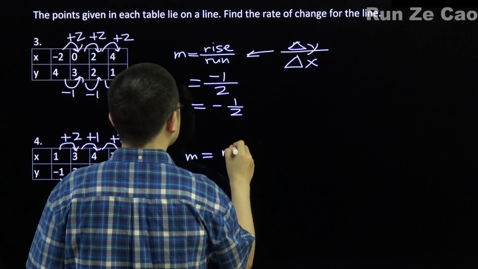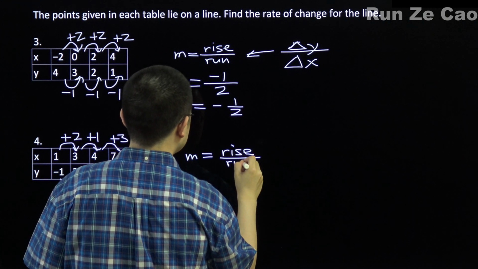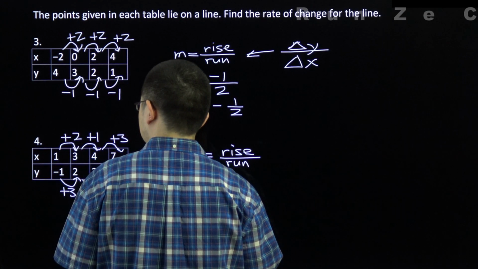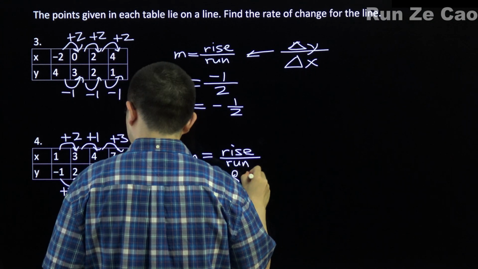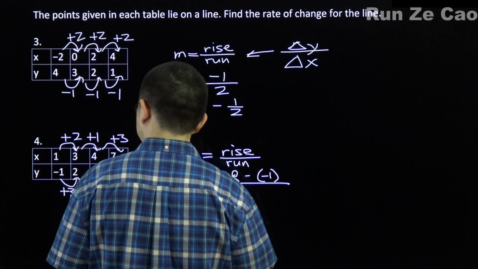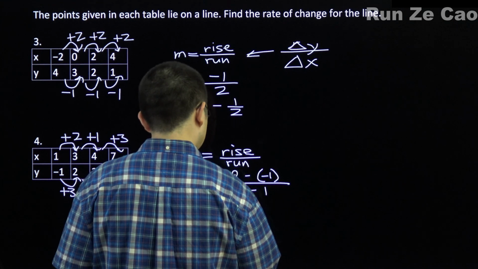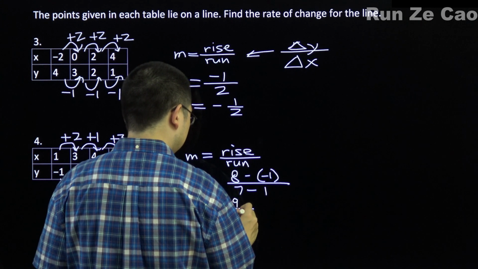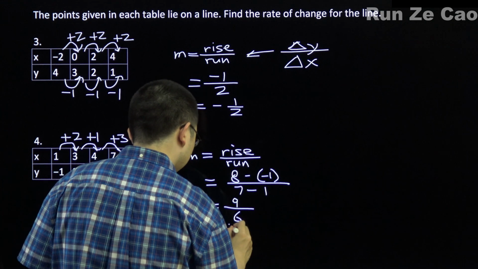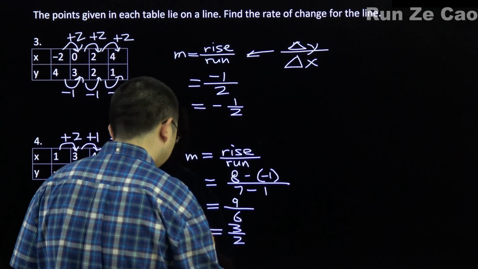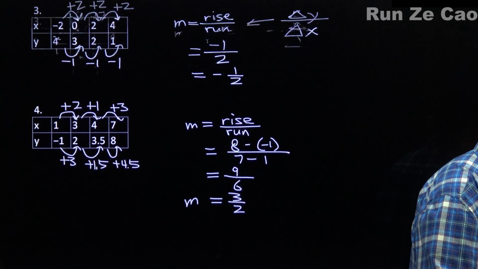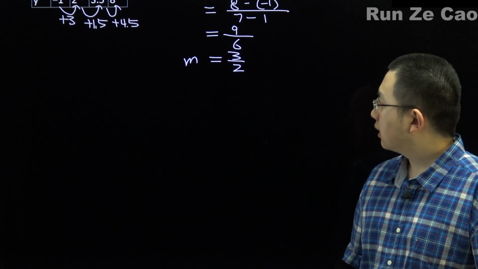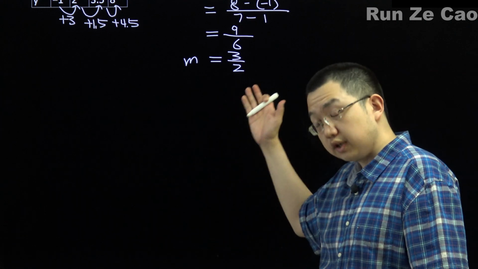M equals rise over run. And we can go with the rise being 8 minus negative 1 over 7 minus 1. So 8 plus 1 is 9, and 7 minus 1 is 6. So 3 over 2. This is perfectly fine for slopes. Improper fractions are okay. If your teacher wants mixed fractions, please do so.